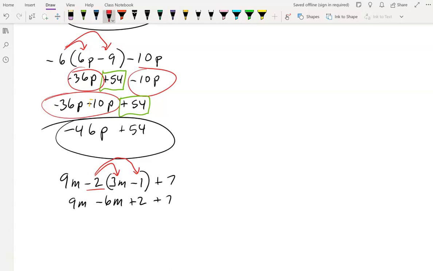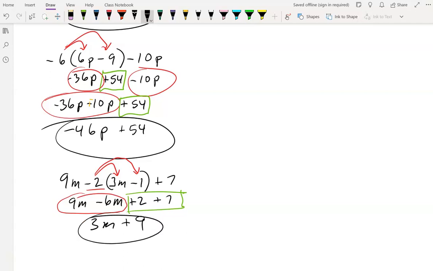Now, nicely enough, we already have our terms combined. We have a 9m minus 6m over here, and we have positive 2 and positive 7 here. We can combine those. Positive 9 and negative 6 is positive 3m. We don't need to put the positive sign down, so we won't. We'll just say it's 3m. And positive 2 and positive 7 is positive 9. 3m plus 9. Nice. Very easy. All right, let's try another one.